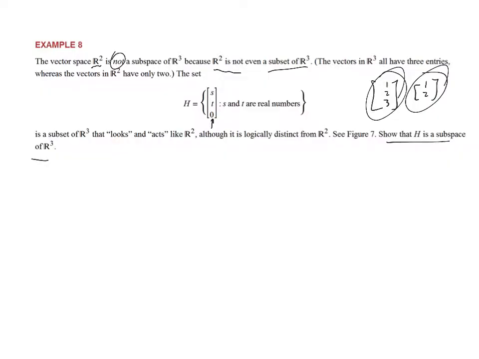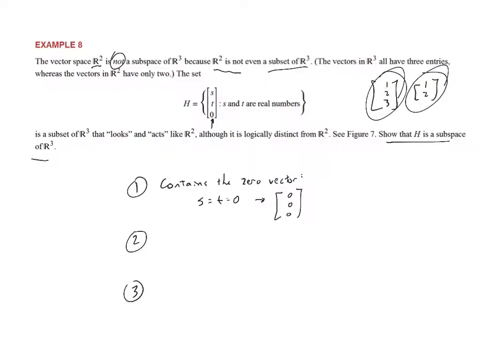So how do we show something is a subspace? That's what we're going to look at with this example. We need to show that it checks off 3 different boxes. One being that it contains the 0 vector. So how do we do that? We should say H is (s, t, 0). What if s and t are both 0? Then what does that vector look like? (0, 0, 0). So it contains the 0 vector. Check that off. That's 1.